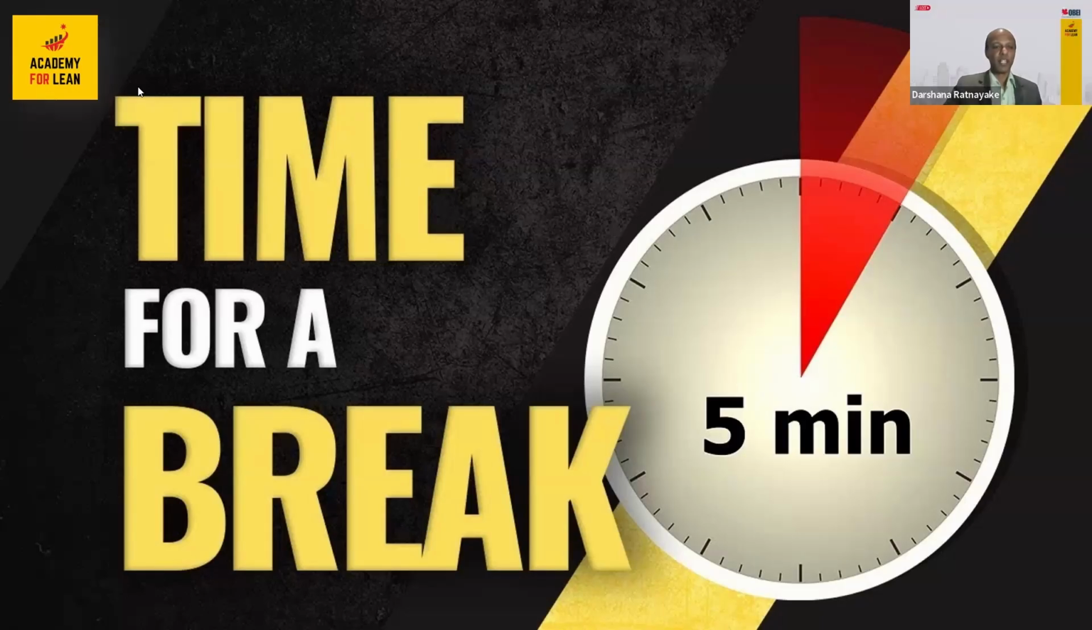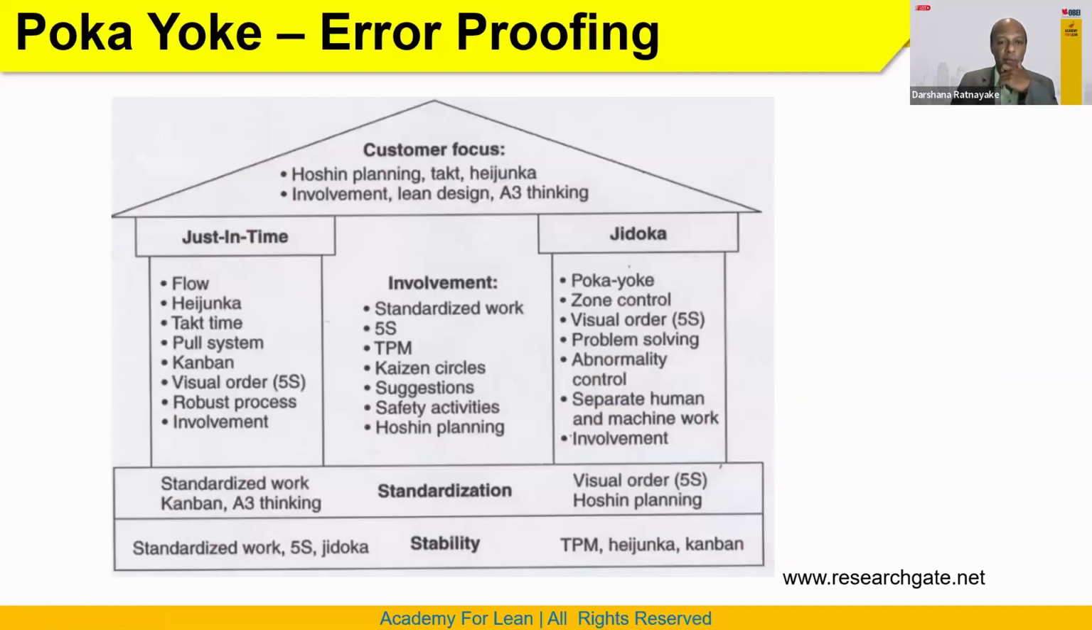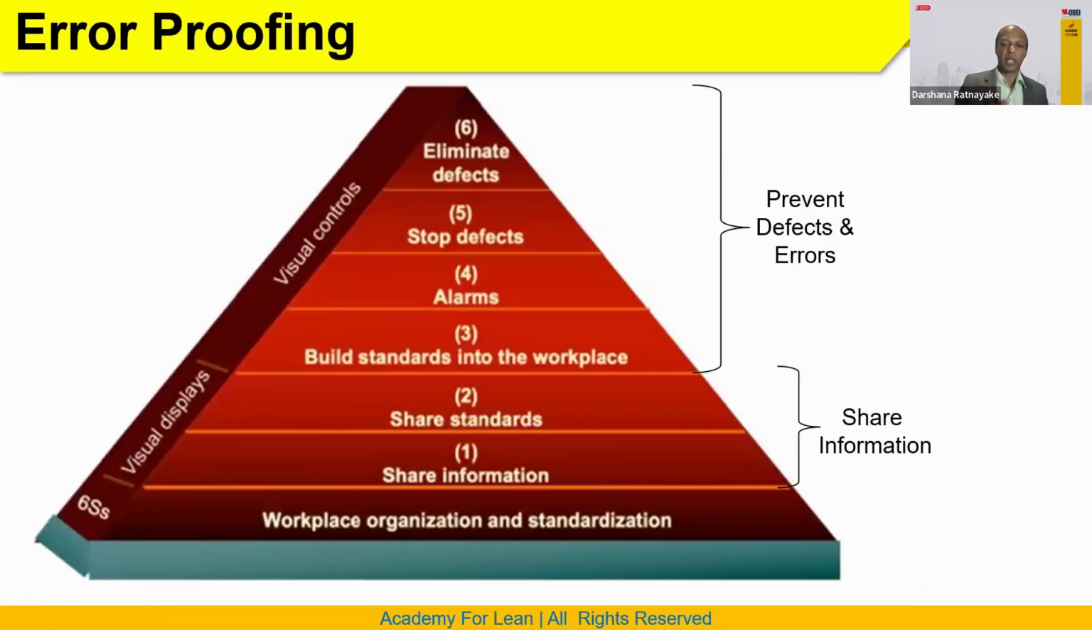Right, so here we move on. Understand poka-yoke. Poka-yoke is a Japanese word; in English it's called error proofing. Where does this come from? It comes from the Jidoka pillar, that's called the quality pillar, we call it the BIQ pillar. Here you will learn about poka-yoke. Simple as that. This poka-yoke comes under the Jidoka pillar.